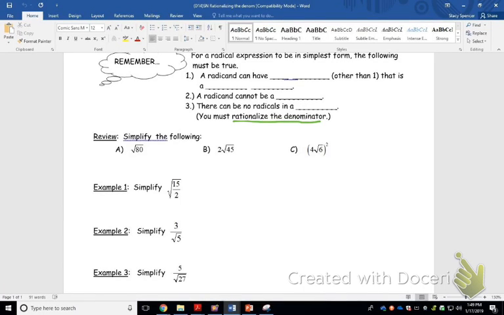Okay, so rationalizing the denominator is a very easy concept to understand, and I'm going to show you how it works. What is the square root of 9? 3.